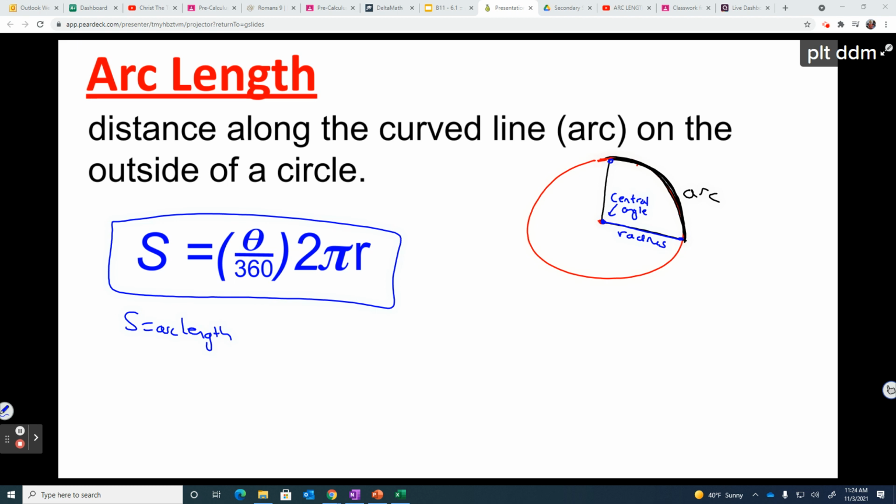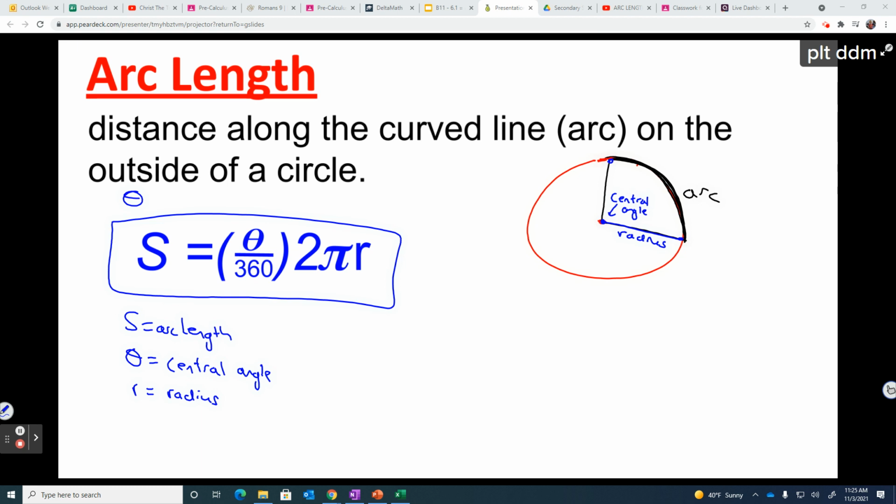Theta, as we said here, is just the symbol we use for angle. So theta is the symbol we're going to use for a central angle. And then obviously 2 and pi are just 2 and pi. And then r would be the radius. So the arc length is theta over 360, so central angle over 360, times 2 pi r.